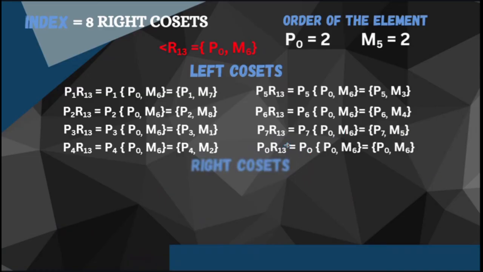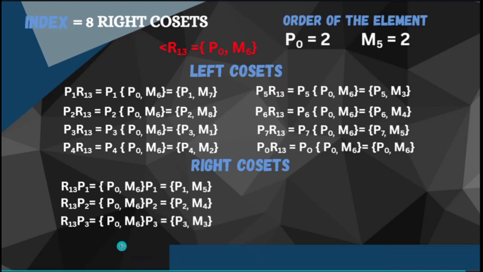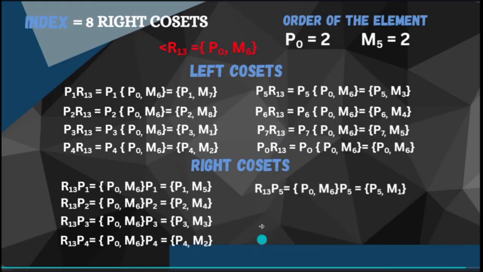Now, for our right cosets, we have r sub 13 multiplied by rho sub 1, we have rho sub 1 and mu sub 5. For r sub 13 multiplied by rho sub 2, we have rho sub 2 and mu sub 4. R sub 13 multiplied by rho sub 3, we have rho sub 3 and mu sub 3. For r sub 13 multiplied by rho sub 4, we have rho sub 4 and mu sub 2. For r sub 13 multiplied by rho sub 5, we have rho sub 5 and mu sub 1.